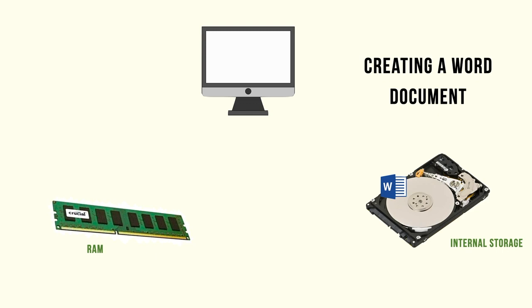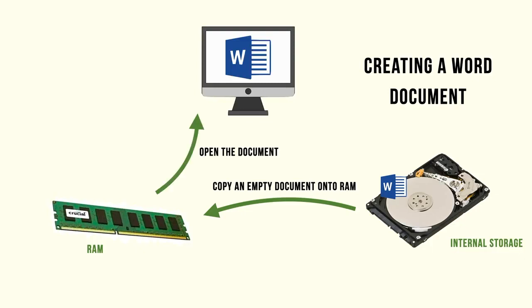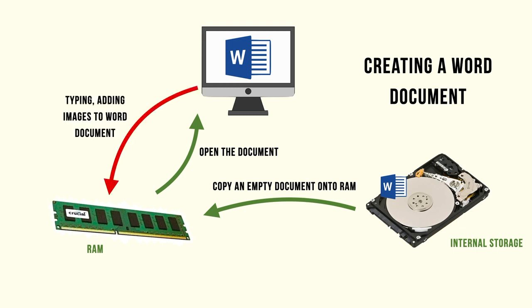Let's say you're trying to create a Word document and your internal storage device stores the Word application, right? What happens is it copies the application software and the document onto the RAM, which will then open on your client monitor when you go ahead and press it. And let's say you type a sentence or add some images to the Word document. Essentially, what you're doing is you're adding a few bytes of Word or your image onto the RAM. So it doesn't go directly to the internal storage yet, okay?